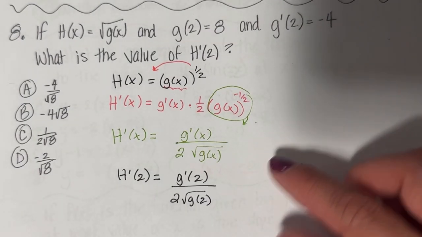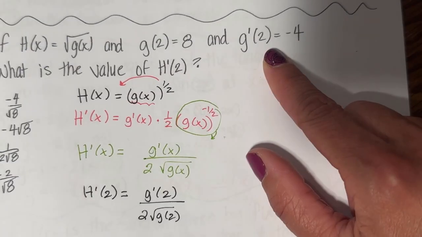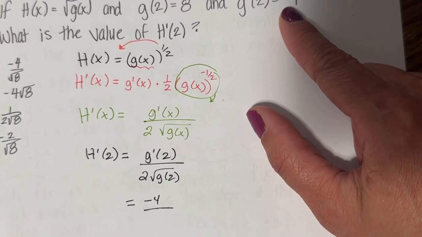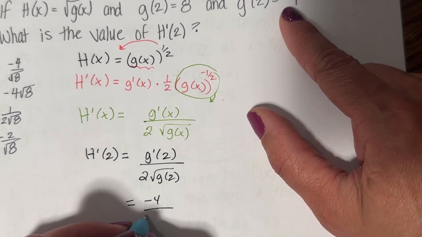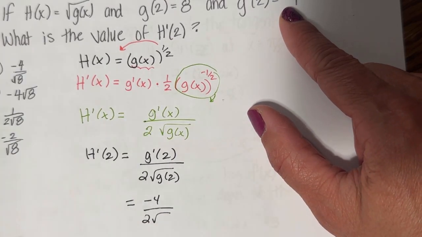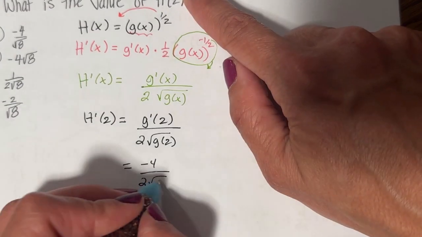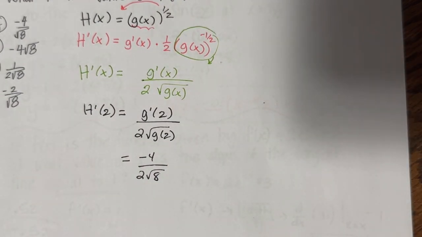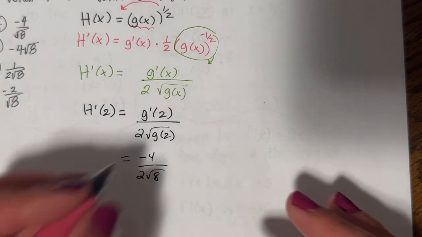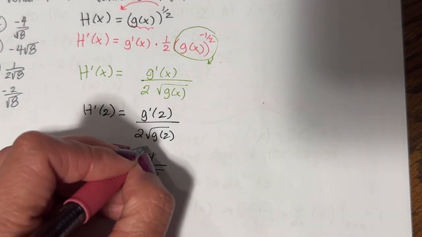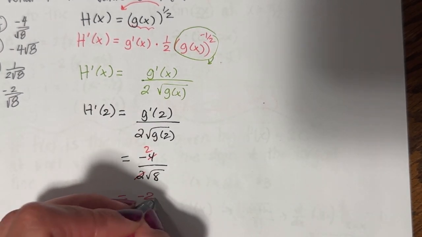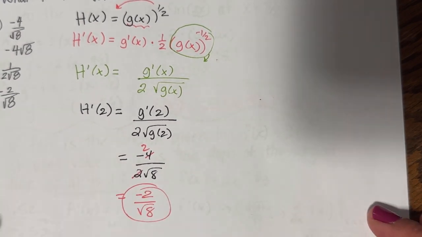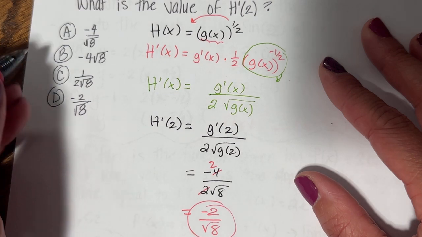All right, well, let's replace some things. g prime of 2 equals -4. So that's a -4 up there, over 2 times the square root of g of 2. Well, g of 2 is equal to 8. So that's a square root of 8. All right, well, I can't really do anything with the square root of 8 because it's not a perfect square, but 2 goes into 4 twice. So that is a -2 over the square root of 8, and that's as low as I can go. That is the answer.